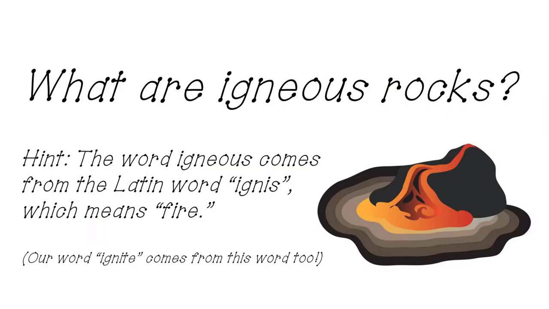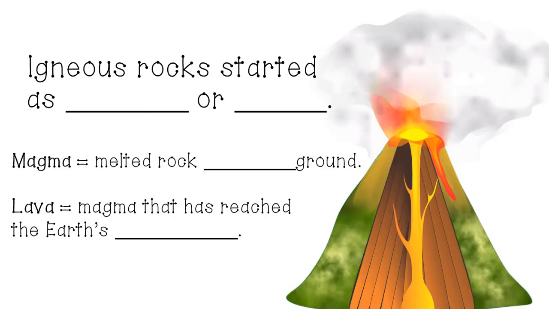So first of all, let's figure out what igneous rocks are. I'll give you a hint. That word igneous comes from a Latin word, ignis, and that word means fire. In fact, in the English language, our word ignite comes from that word too. So that gives us a hint to how these rocks are formed. Igneous rocks started as magma or lava.